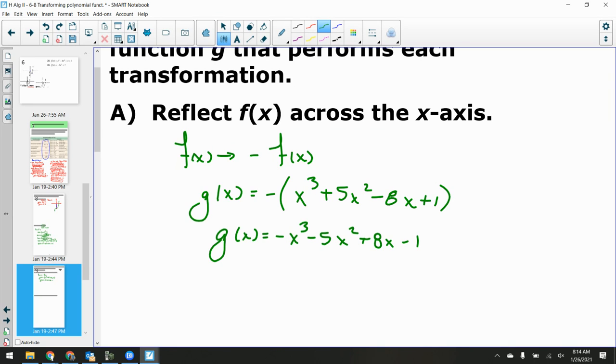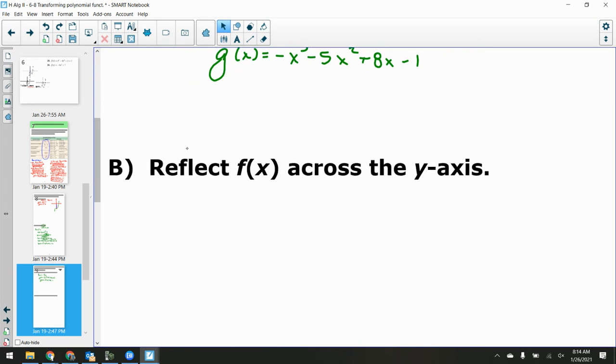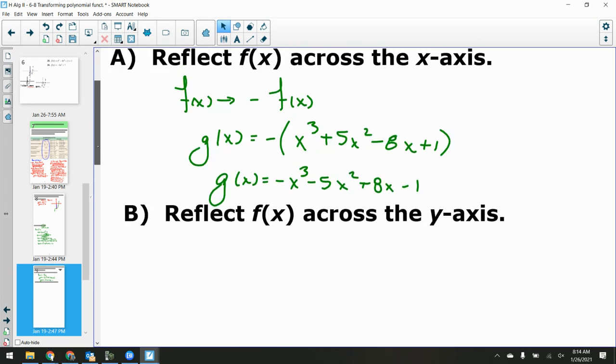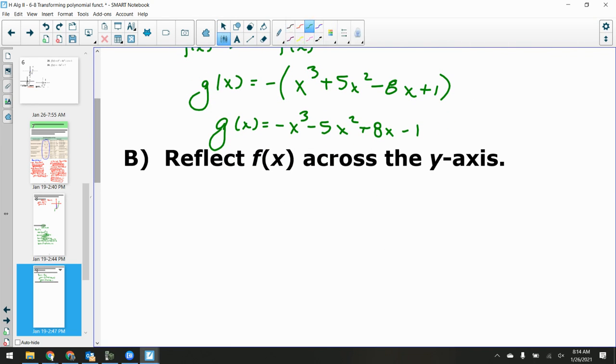Let's do a reflection across the y-axis. Let me bring that one up here. Same function, but now we're going to reflect it across the y-axis, which means that it's going to change from negative f of x to f of negative x. So what does that change really? Well, now a negative goes in for every x value.